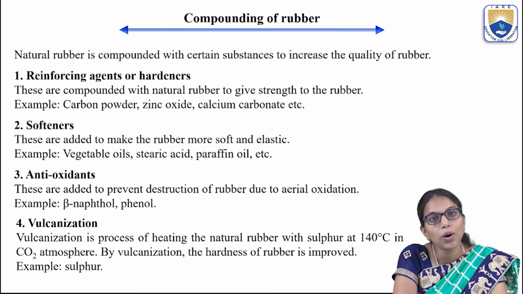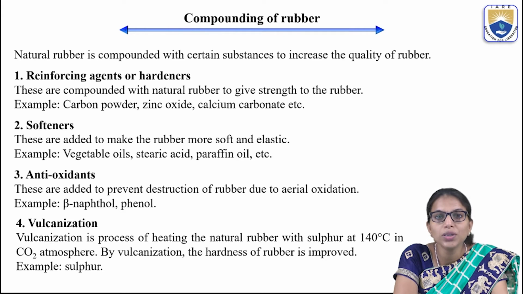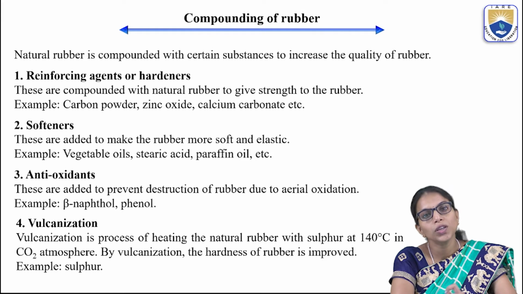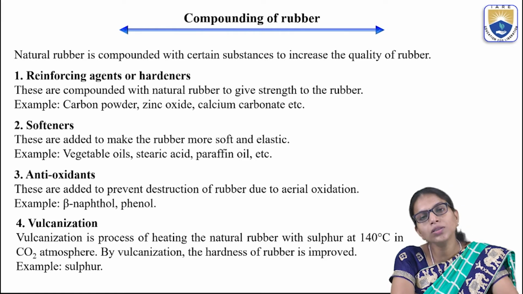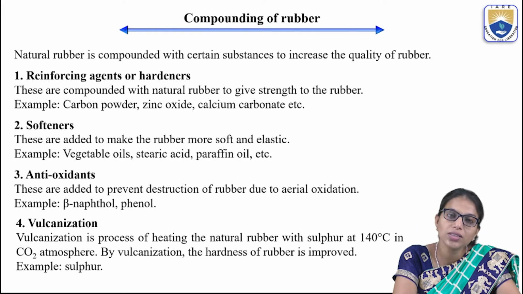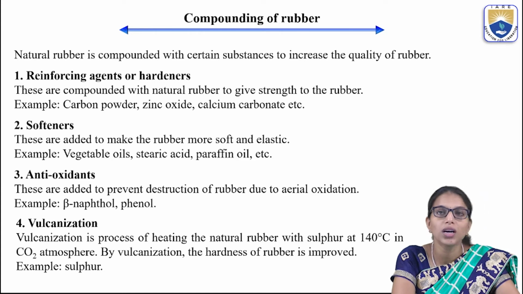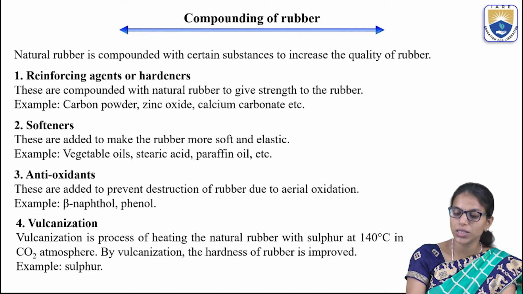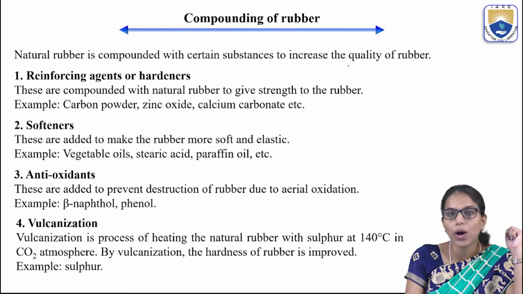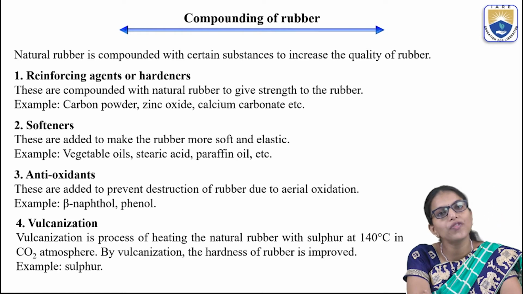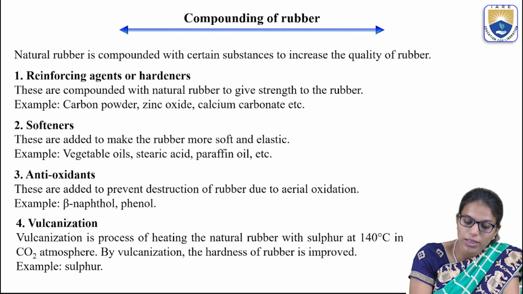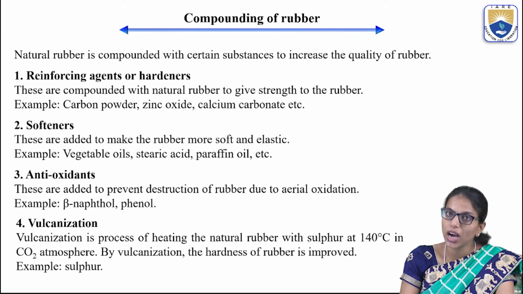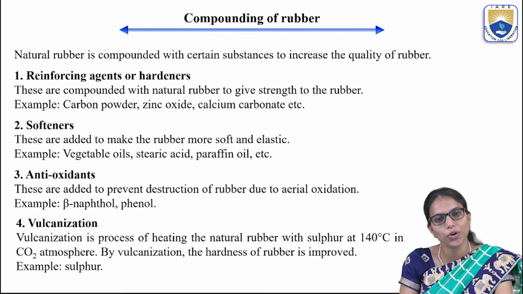Now coming to the compounding of rubber. As we have learned what natural rubber is and what its defects are, to strengthen natural rubber we add some additives, which is nothing but compounding of rubber. Natural rubber is compounded with certain substances to increase its quality. For example, reinforcing agents for hardness are compounded with natural rubber to give strength to the rubber, for example carbon powder, zinc oxide, calcium carbonate, etc.